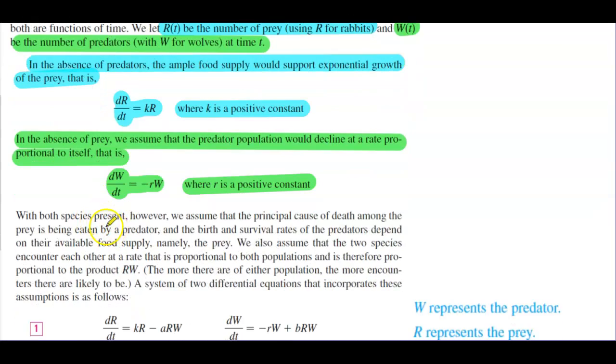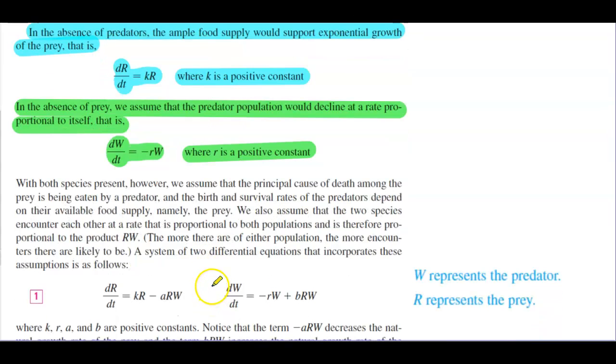Now, with both species present, however, we assume that the principal cause of death among the prey is being eaten by a predator, and the birth and survival rates of the predators depend on their available food supply, namely the prey. We also assume that the two species encounter each other at a rate that is proportional to both populations, and is therefore proportional to the product R times W. The more there are of either population, the more encounters there are likely to be.